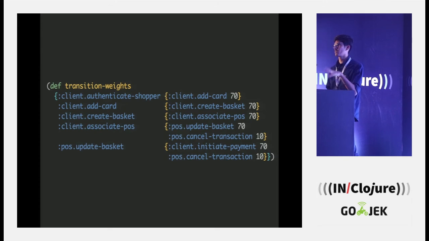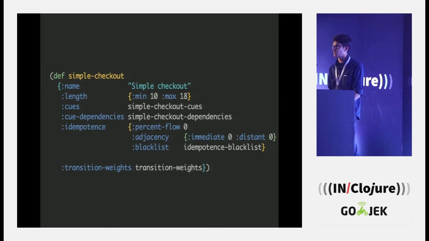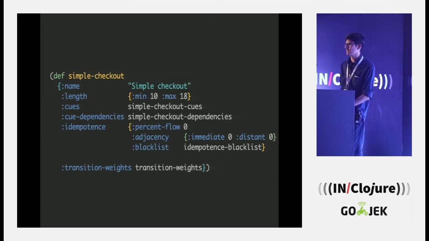This is sort of a transition matrix of all the possible actions, which more specifically translates into a Markov chain. With these 2, this is how our DSL description for a checkout process looks. There's a name, there are length constraints. You could have a minimum of 10 actions and a maximum of 18 actions in a sequence. You can change these. Some control on item buttons and transition weights and dependencies that we just saw.